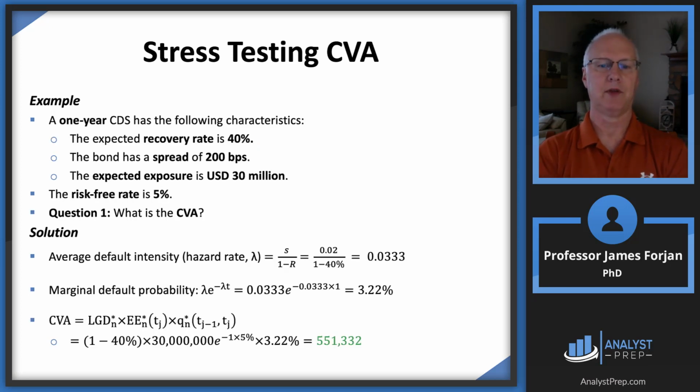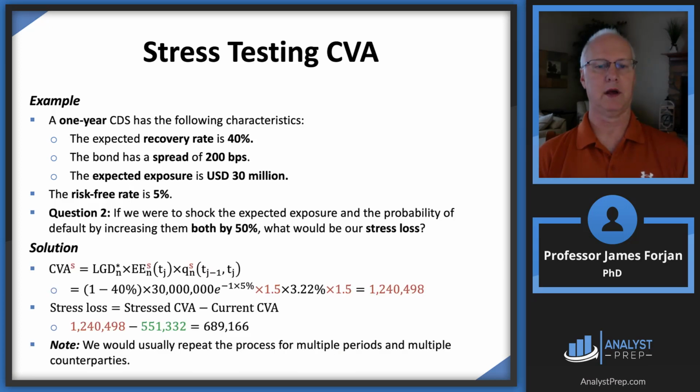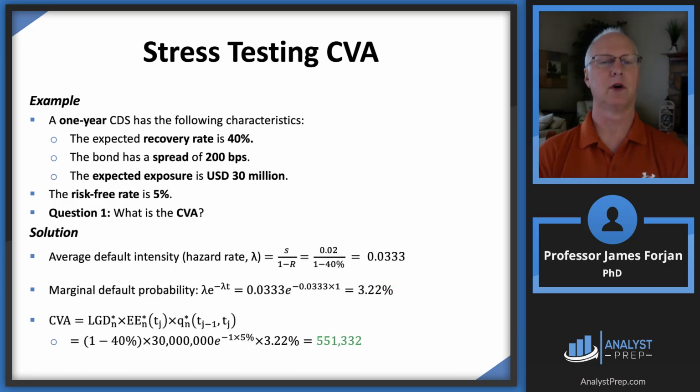Now, the chapter doesn't come up with an example, but let's go ahead and, whoops, I went one too far ahead. Let's go ahead and come up with an example here. We've got a 1-year CDS, recovery rate 40%, spread of 200 basis points. There's our expected exposure. We need a risk-free rate. So what is the credit value adjustment?